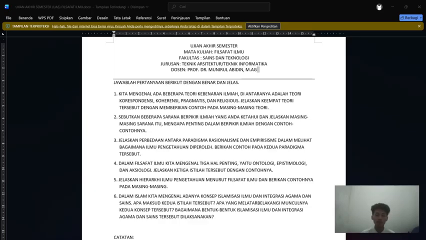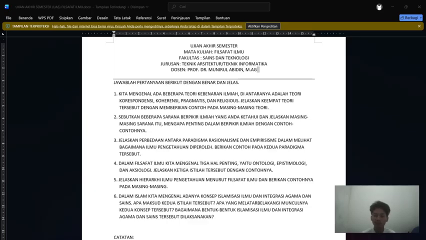The third question. Explain the difference between the rationalist and empiricist paradigms in understanding how knowledge is obtained and give examples. Okay, so rationalism argues that the main source of knowledge is human reason. So certain truths can be known through thinking alone, such as mathematical truths like geometry theorems that can be proven logically without direct sensory experience.